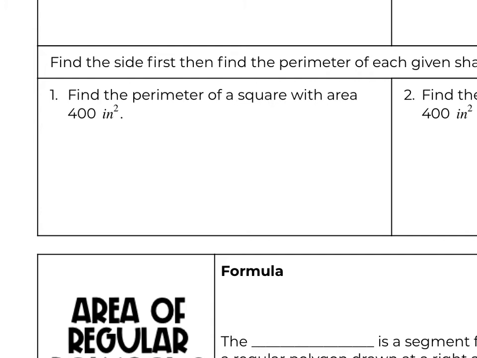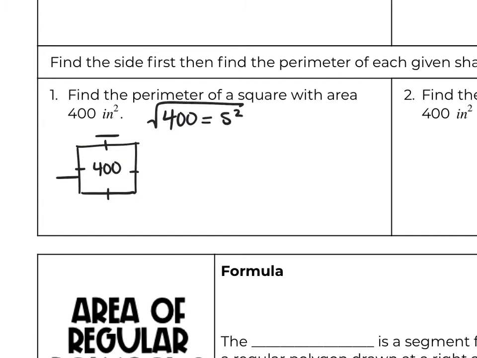So the perimeter of a square with an area of 400. If it helps you to draw a picture, you can. So a square, I know all those sides are equal, and the area is 400. So you want to think like what number times itself would give you 400, or plug into the area formula, which is A equals side squared. Well, to get rid of that squared, I would just square root that, and the square root of 400 is 20. So that means this side's 20, this side's 20, and also these two sides.